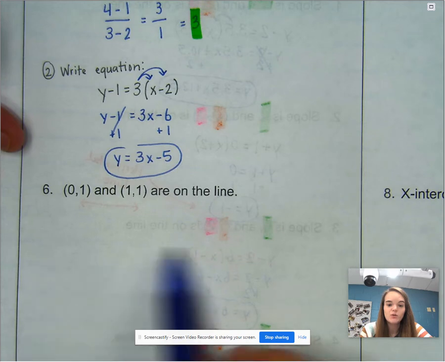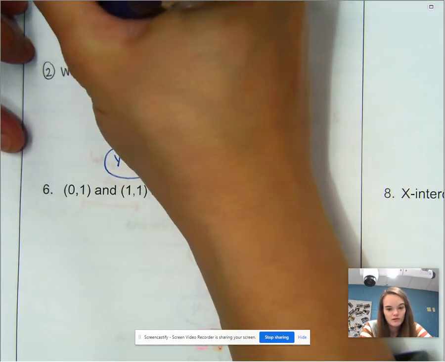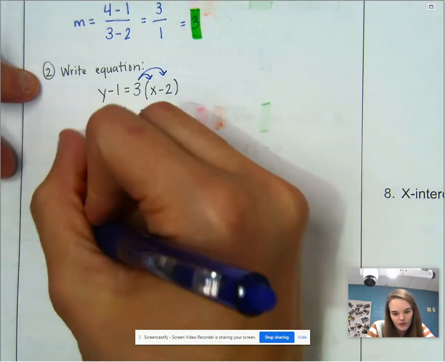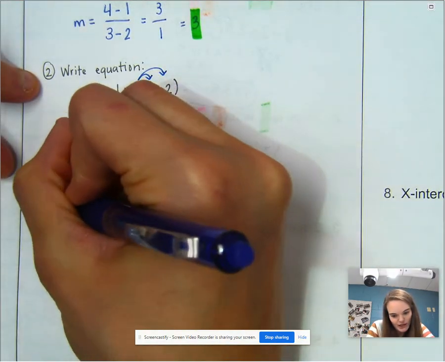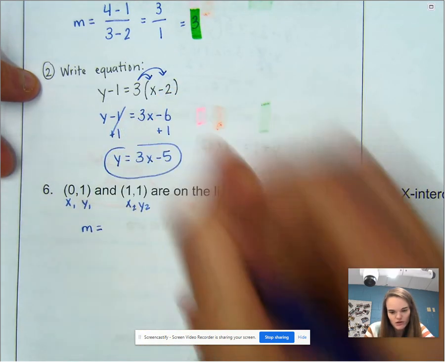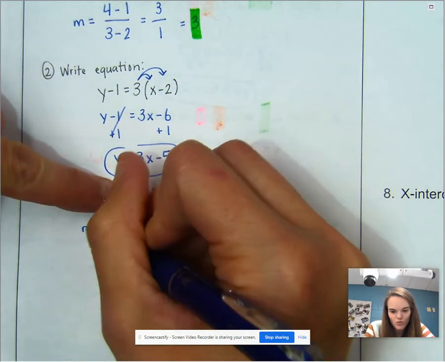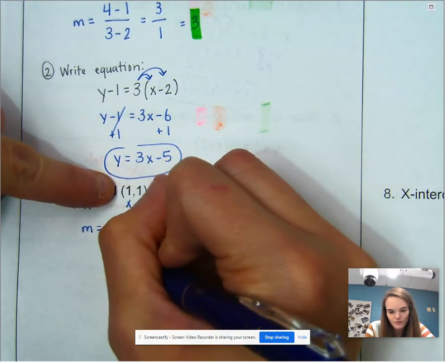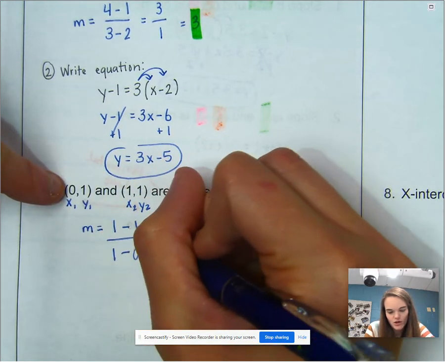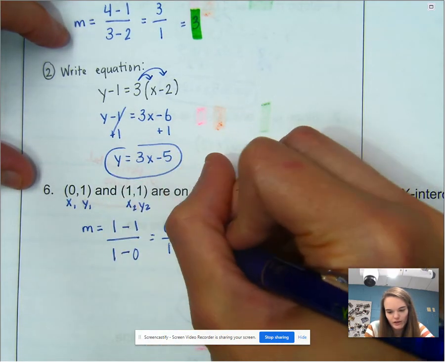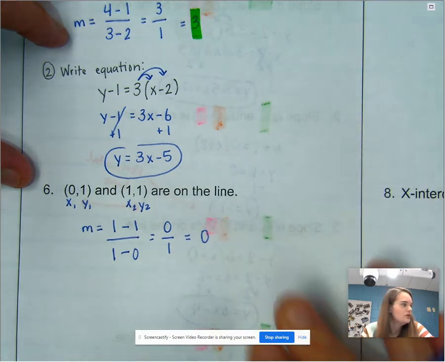So I'm going to find the slope first. I'm not going to write number 1 then number 2, okay? So m equals, let's label them, x1, y1, x2, y2, 1 minus 1 over 1 minus 0. 1 minus 1 is 0. 1 minus 0 is 1. That means the slope is 0.